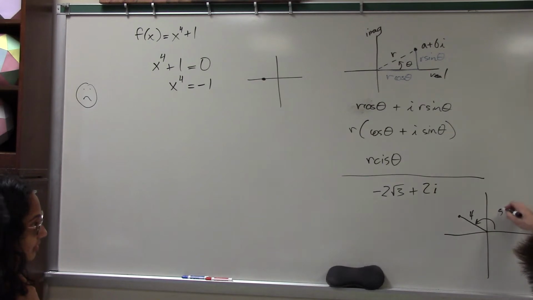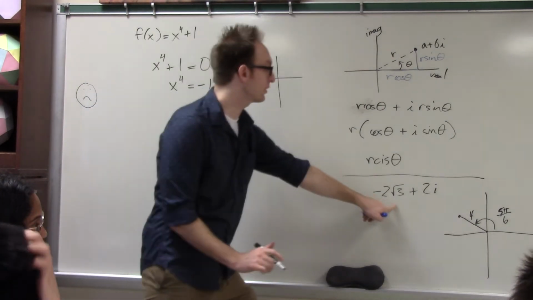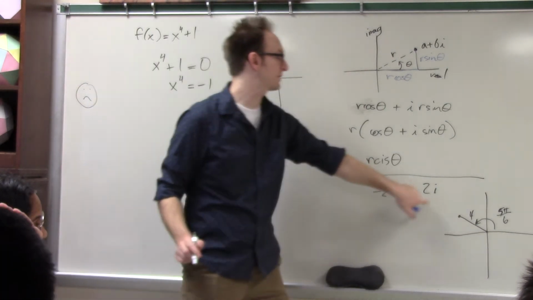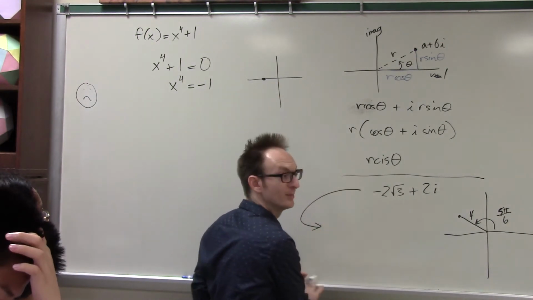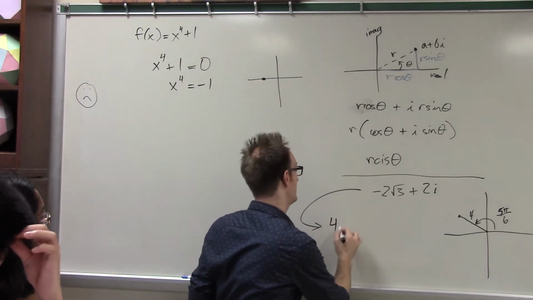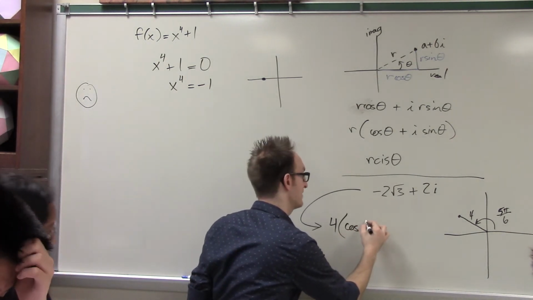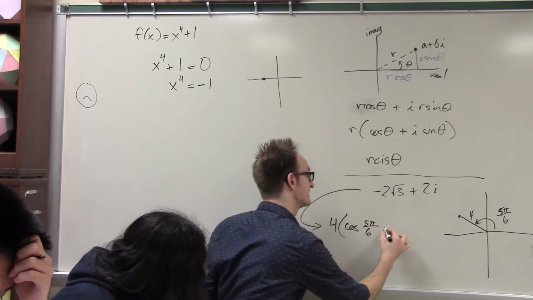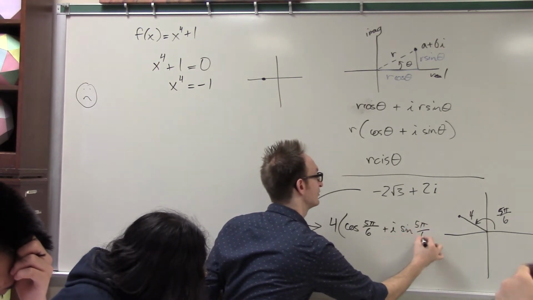5 pi over 6. Class, get it together. That should be really much faster than that. Yeah, good. So therefore, this same number, negative 2 root 3 plus 2i, can be written in a different form. The form being 4 times cosine 5 pi over 6 plus i times sine 5 pi over 6.